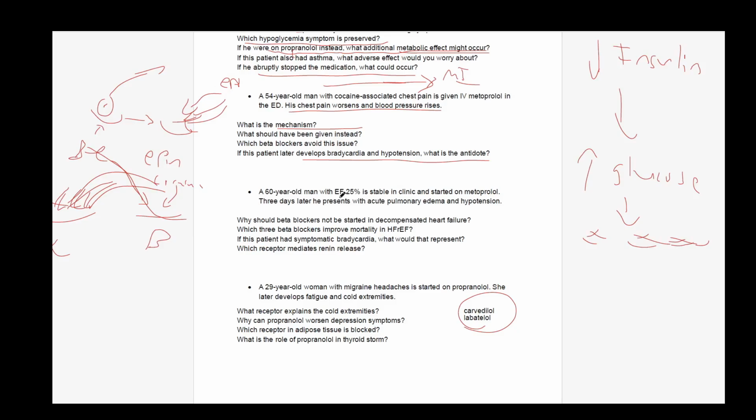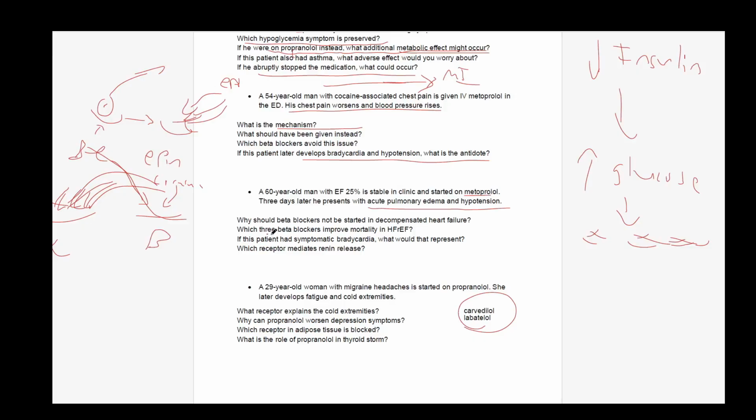And then quickly, last two questions. A 60-year-old man with HFrEF, stable in clinic, started on metoprolol. 3 days later, he presents with acute pulmonary edema and hypotension. So the question is, why should beta blockers not be started in decompensated heart failure? Because the heart is already struggling to contract and pump blood. If you put in a beta blocker, you're going to make it even worse and a crappier pump, and it's not going to perfuse the tissues.